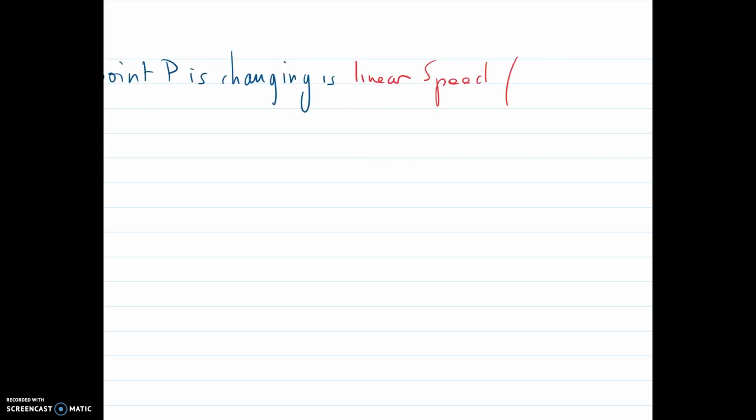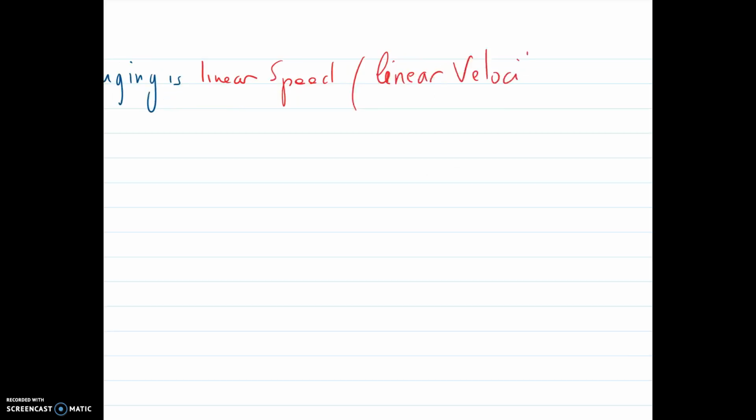On problem number 1, the question is fill in the blank. The measure of how fast the position of a point P is changing is the, and what you had to write was, the linear speed. We also call it linear velocity. Okay.